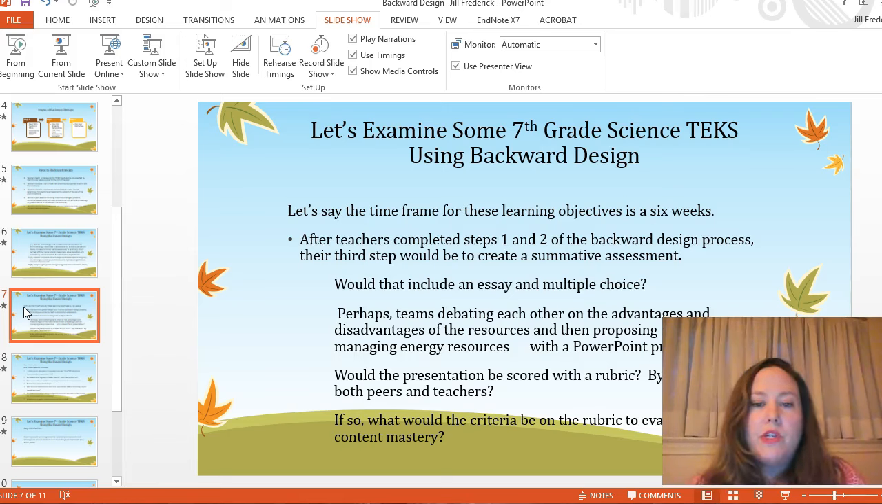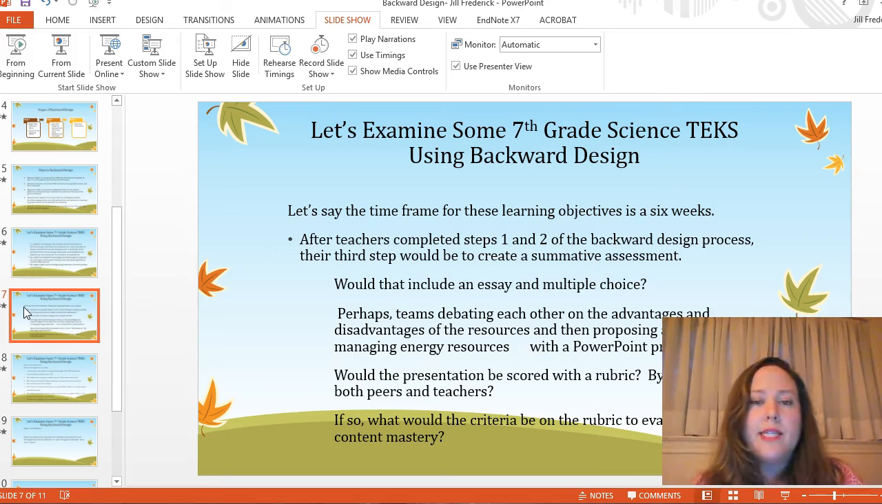Or with the presentation, how would it be scored? Would it be scored with a rubric? Probably. Would it just be by teachers, or would you have peers also evaluate each other with the same rubric as the teacher, and then take a score of the summative rubrics? And if so, what criteria would be on the rubric to evaluate the content mastery?